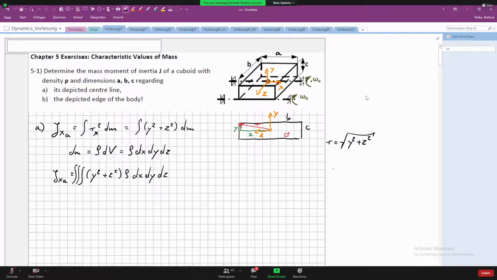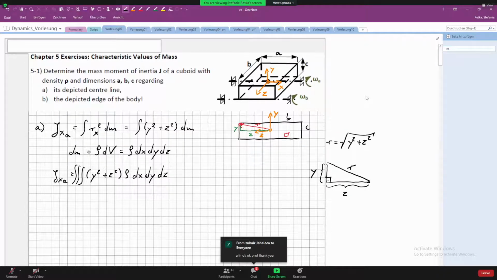Well, we have a triangle with a right angle like this. This is our radius. There's our right angle. This is the distance from our x-axis in z direction. In general, it's our value z. And this is the distance from our mass element to the x-axis in y direction. Okay, yeah, exactly.